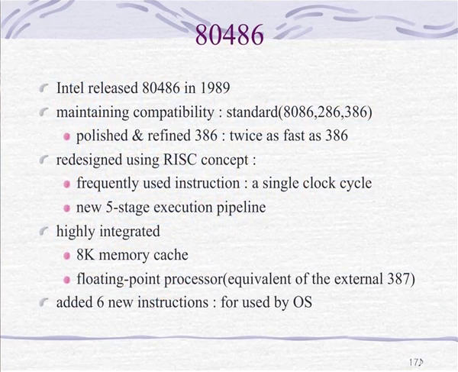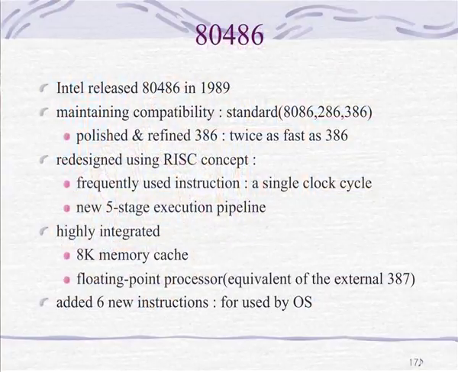So, in 80486, the pipelining concept was raised to the 5th level. That means, in the earlier stage we had a single pipeline, but with the increase in technology, when we came to 80486, we had 5-stage pipelining. Then it is highly integrated. It also has 8 kilobytes of cache memory. Cache memory acts as a high speed buffer between the main memory and the external memory. It also supports a floating point processor. It added 6 new instructions which were used by the OS.